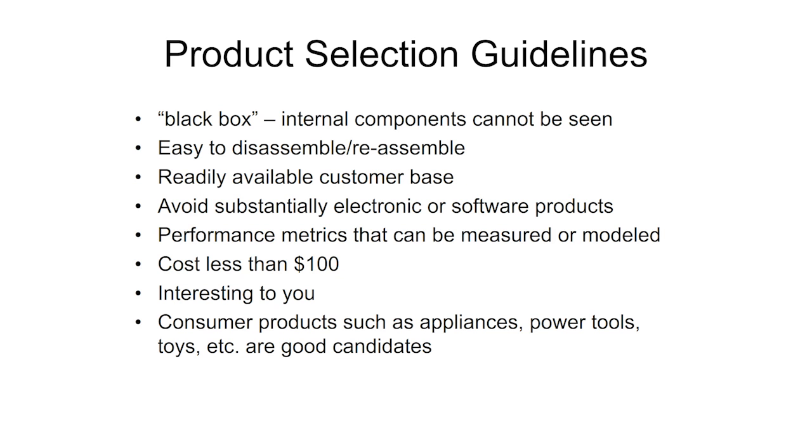The last bullet just gives some examples of product classes that have been useful in the past. So things like appliances, such as kitchen appliances, power tools are always popular, toys, etc. These are all good candidates. And let me show you some examples from the past.